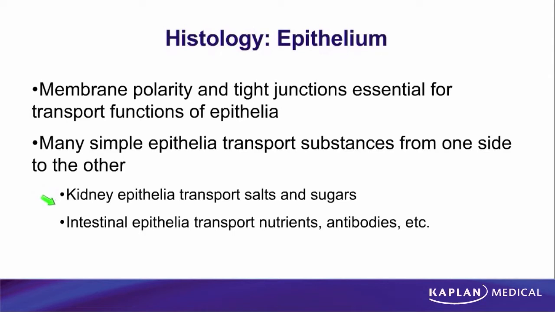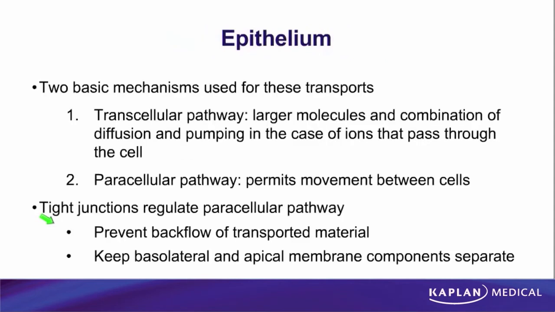If that's an epithelium lining, let's say, the small intestine of the GI tract, then that epithelium may be transporting nutrients, for example, out of the food that's in the lumen into the tissue and into the blood supply that's on the other side of the epithelial cell. Now, in order to get material from one side of an epithelial cell to the other side, there are really two basic mechanisms that can accomplish this.